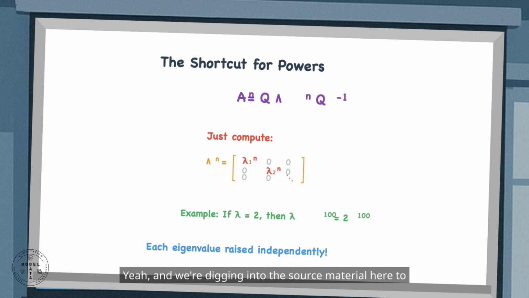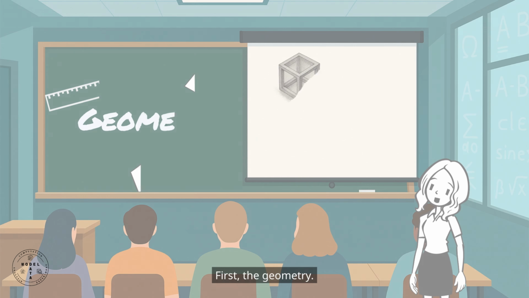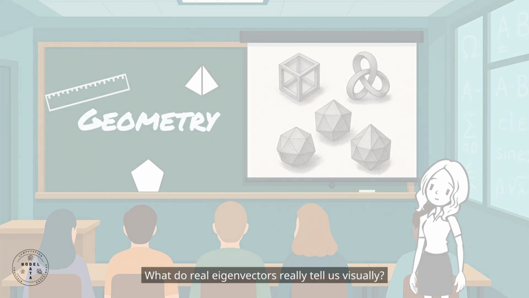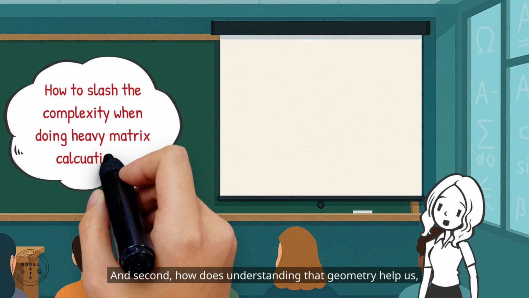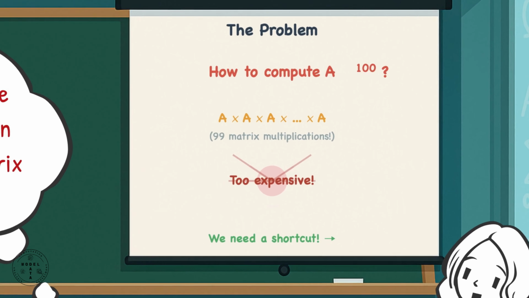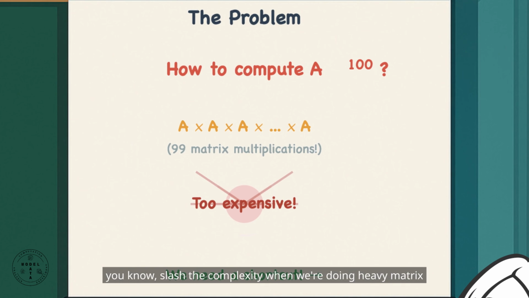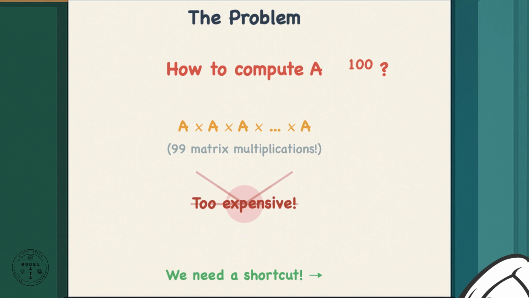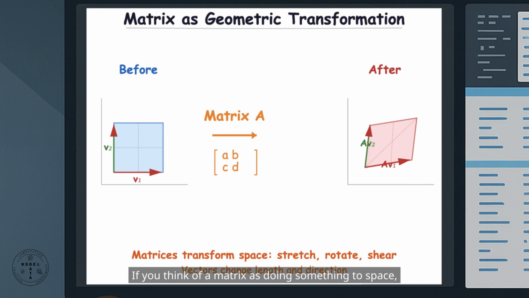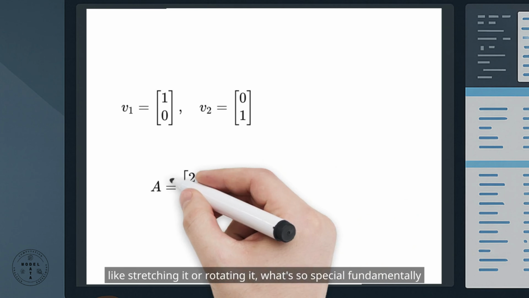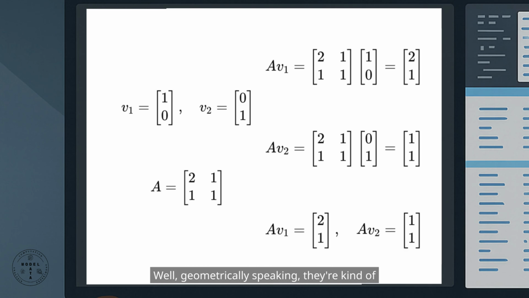Yeah, and we're digging into the source material to focus on two main things. First, the geometry. What do real eigenvectors tell us visually? And second, how does understanding that geometry help us slash the complexity when doing heavy matrix calculations, like finding high powers of a matrix? Okay, let's break that down. If you think of a matrix as doing something to space, like stretching it or rotating it, geometrically speaking, they're kind of like the stable pathways.